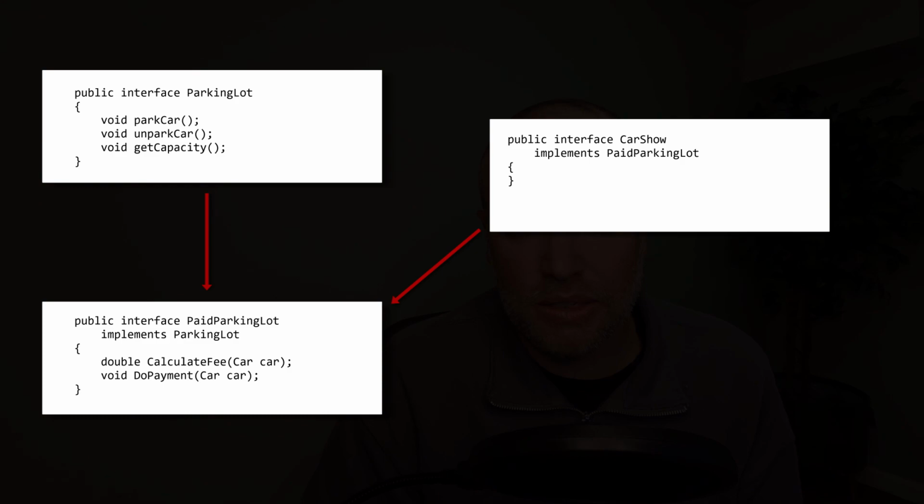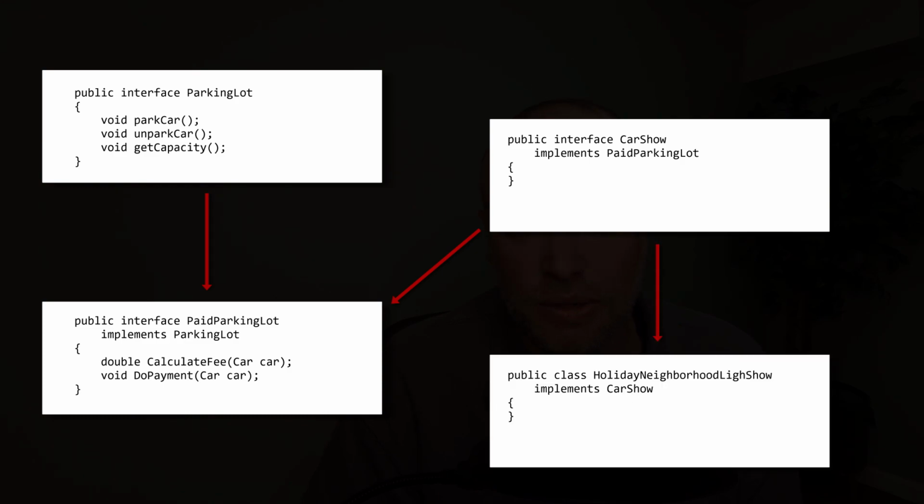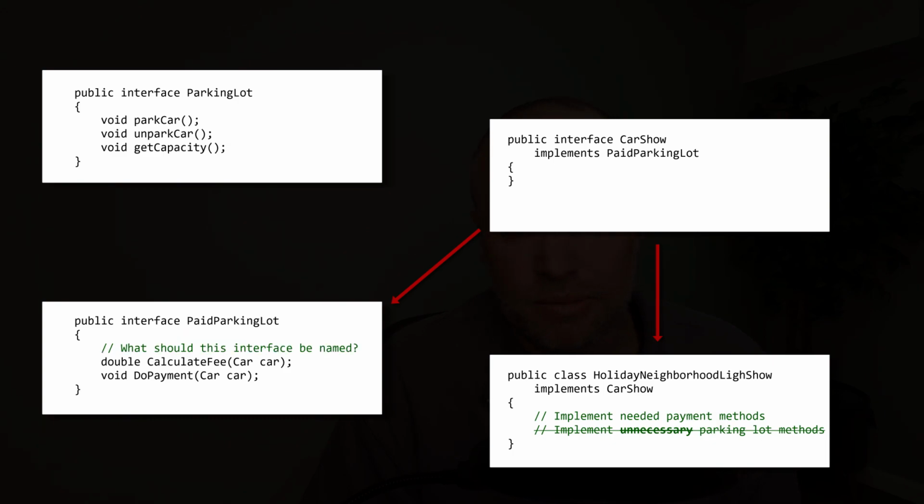Say the ability is to drive through a light show a neighborhood is putting on during the holiday season, for example. Well, the problem is the functionality to calculate the cost of a car or to process the payment for a car is now coupled to the concept of a parking lot. And in this scenario, there is no parking lot that they are going towards. This is a show. So these two interfaces should not inherit from each other. They should be independent from one another.